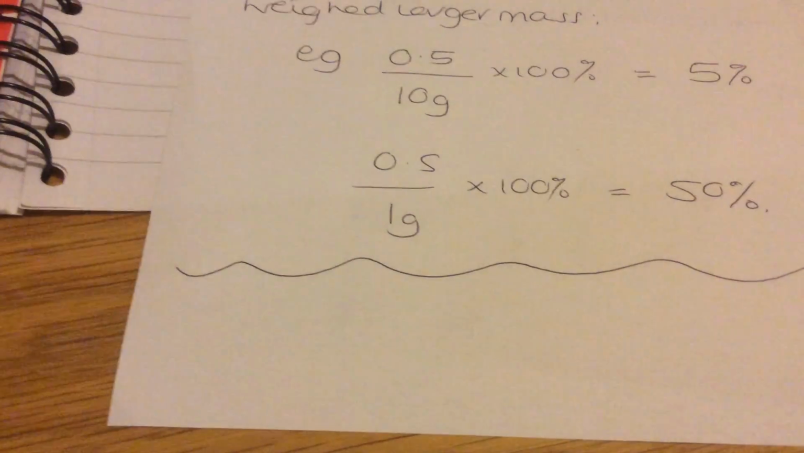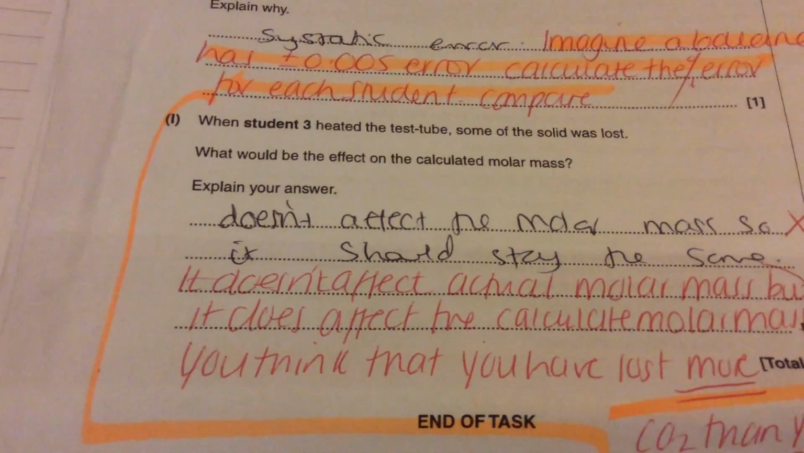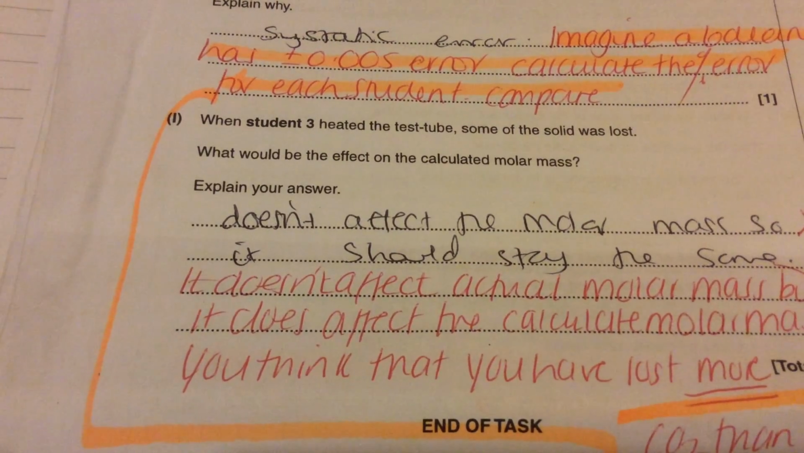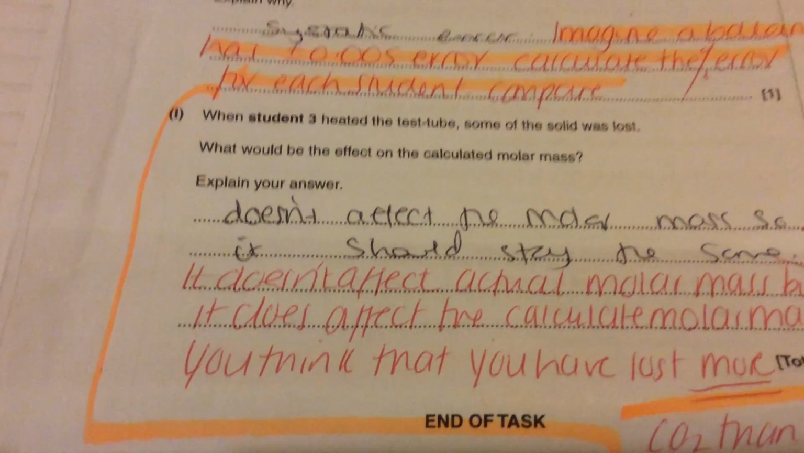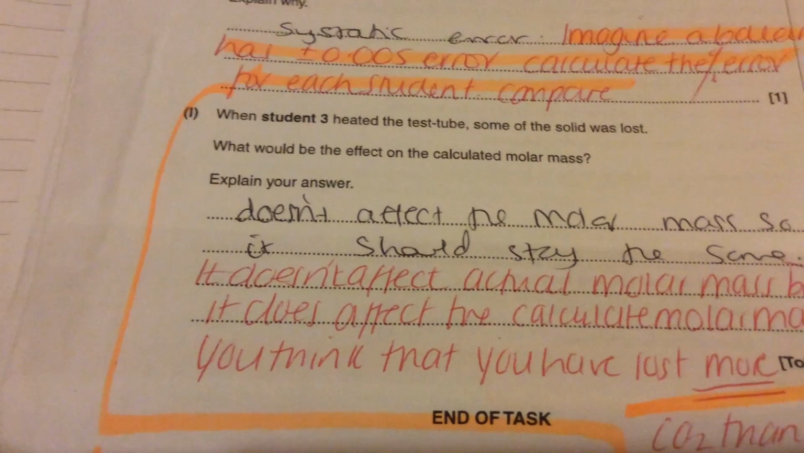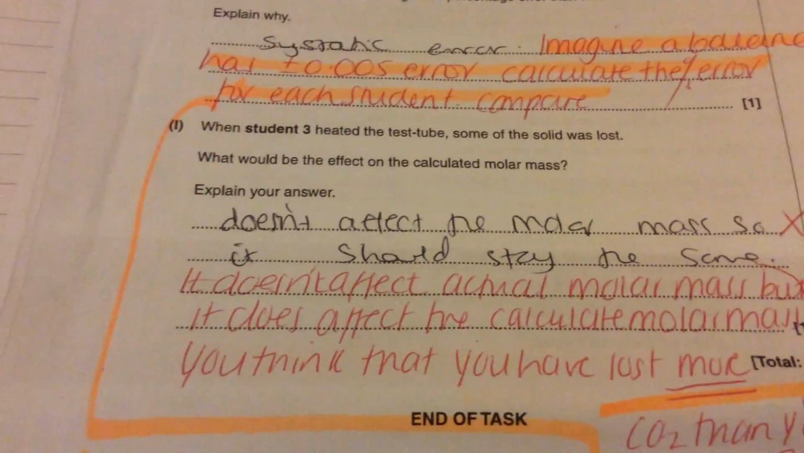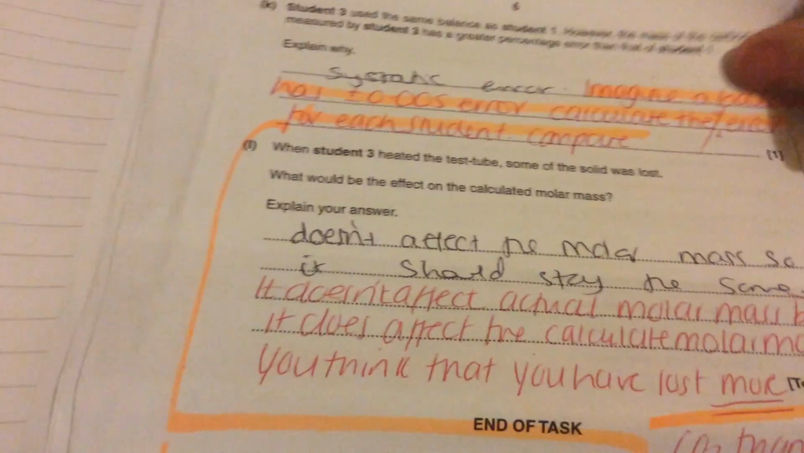The last question is quite a long explanation. When student 3 heated the test tube, some of the solid was lost. What would the effect on the calculated molar mass be? Now, this isn't as straightforward as it seems, and I need to use numbers to try and illustrate this when I'm figuring these things out for myself.